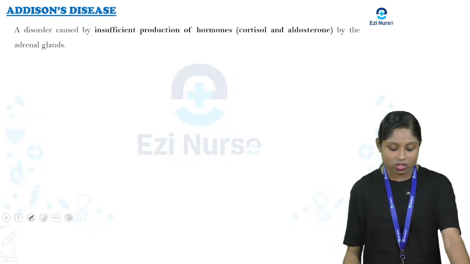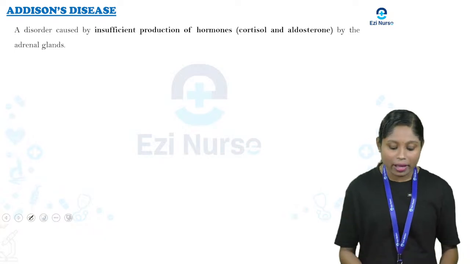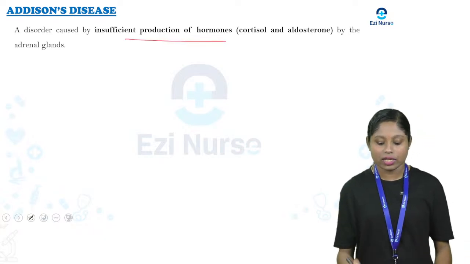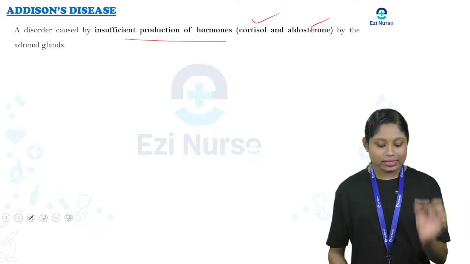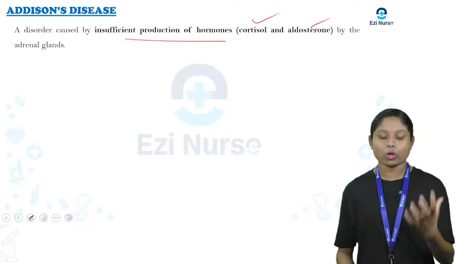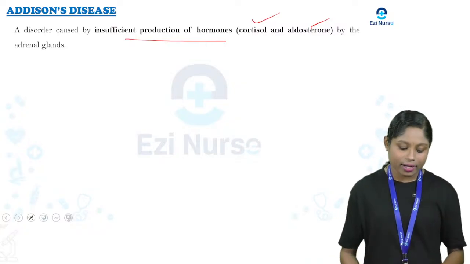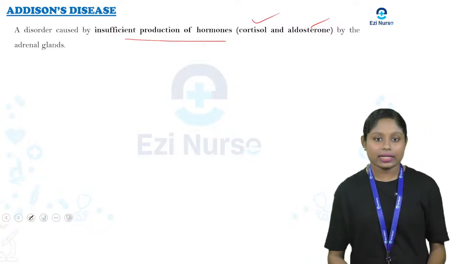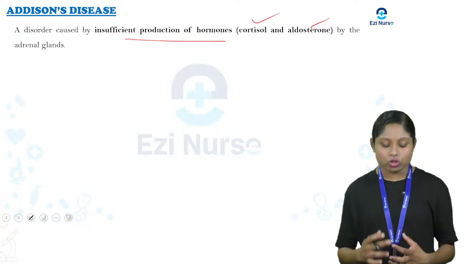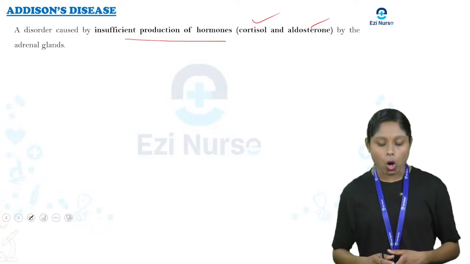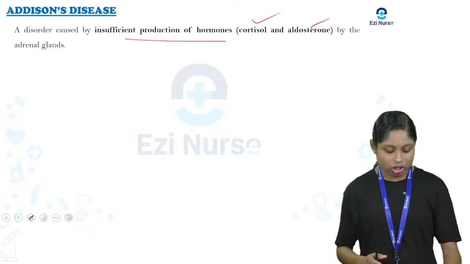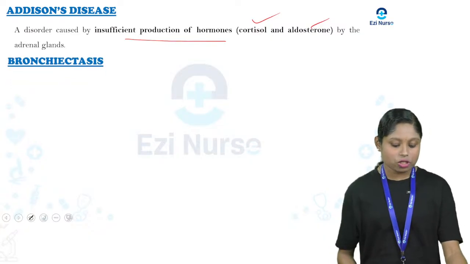So what is Addison's disease? It is a disorder caused by insufficient production of hormones like cortisol and aldosterone. So if the person's body is insufficiently producing hormones like cortisol and aldosterone by the adrenal glands, that disease is known as Addison's disease. So what are the hormones? Cortisol and aldosterone.